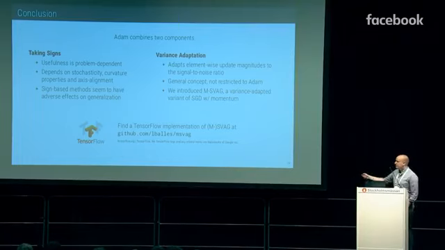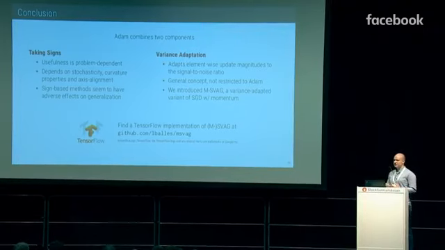And then we have the variance adaptation. The basic idea is to manipulate the element-wise update magnitudes to account for the signal-to-noise ratio. We have shown that this is a general concept, not restricted to Adam. And in particular, we have proposed SVHE, which is a variance-adapted variant of SGD. And you can find a TensorFlow implementation of this method on GitHub. It's a direct replacement for the built-in TensorFlow optimizers, so please try it out and let us know how it works.